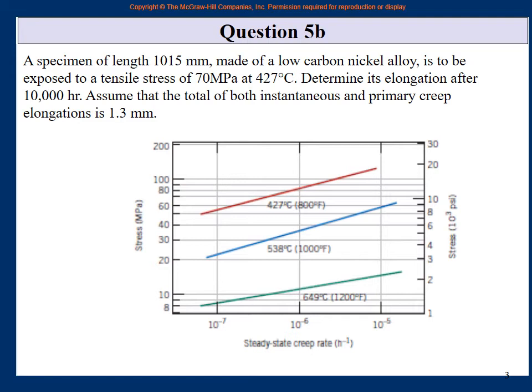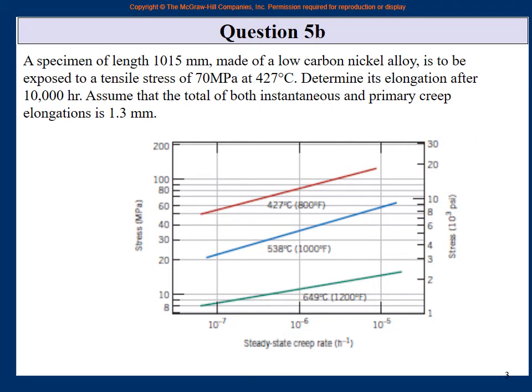So now this graph is given. If you see on the graph, stress on one side, creep rate on the other side, stress in megapascal on one side, stress in kilo psi if you need, and 649 Celsius, 538 Celsius, 427 Celsius: three curves are given in the straight line region, right? Now they are asking for 427 Celsius, so it means this red line curve is there.